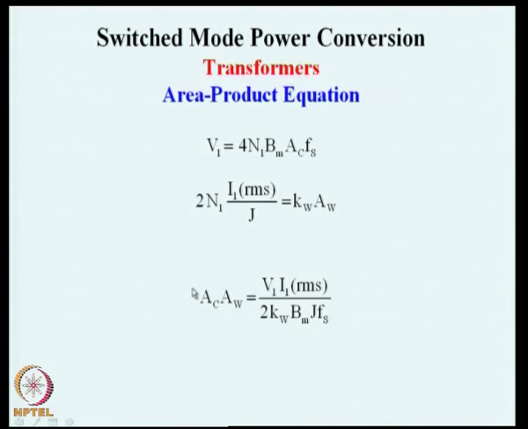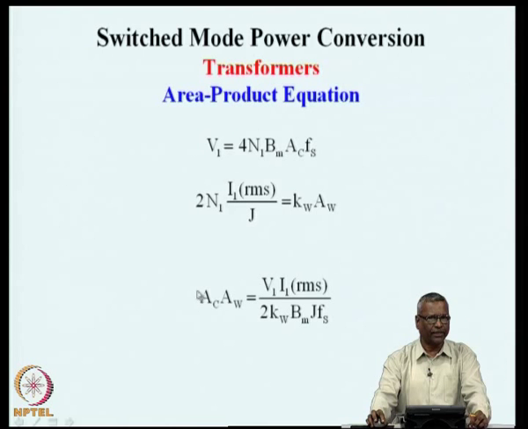The area product of the core area multiplied by the window area, the area which accommodates the flux and the area which accommodates the current. This product, the unit of which will be meter power 4 or millimeter power 4, is the product of V1 and I1, or the volt ampere rating of the transformer, divided by several quantities: the window space factor, maximum flux density for the core material, the maximum current density for the conducting material and the frequency of operation.